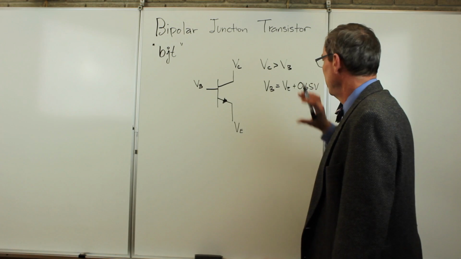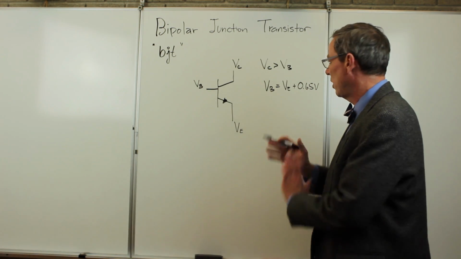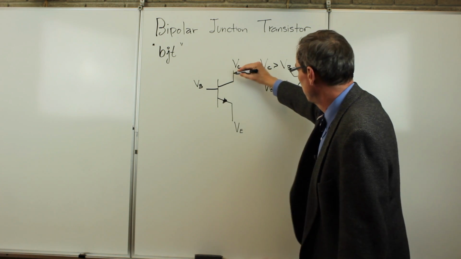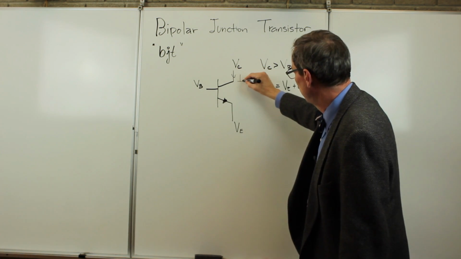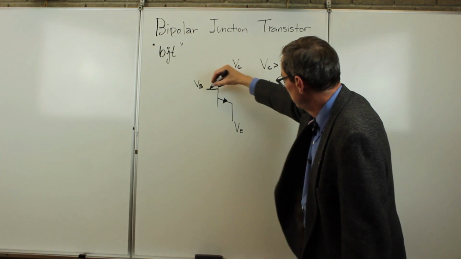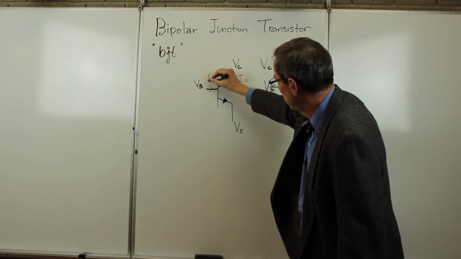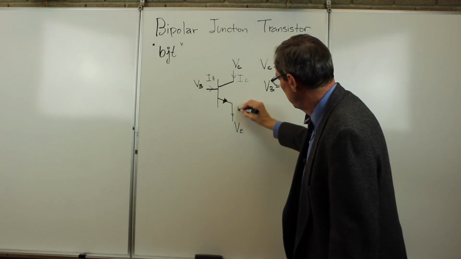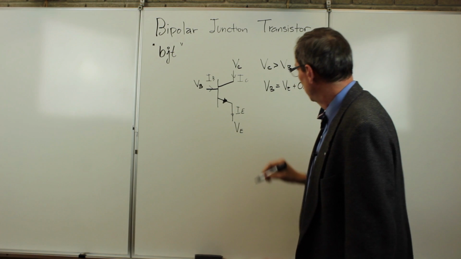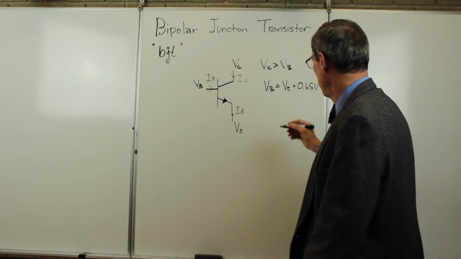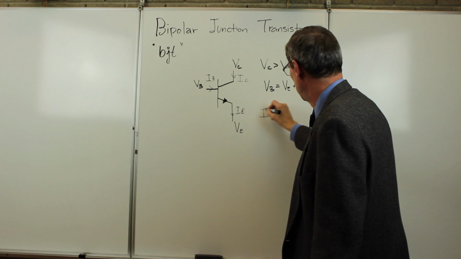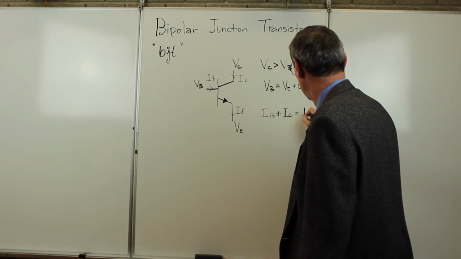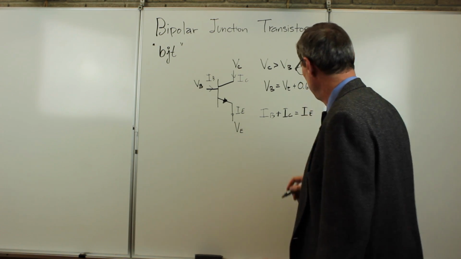Okay. If we have it biased like this, we can talk then about the currents flowing into and out of the transistor here. So we talk about a collector current flowing into the collector, a base current flowing into the base, and an emitter current flowing out of the transistor. So we have to have the currents flowing in, IB plus IC, has to be the current flowing out, IE.